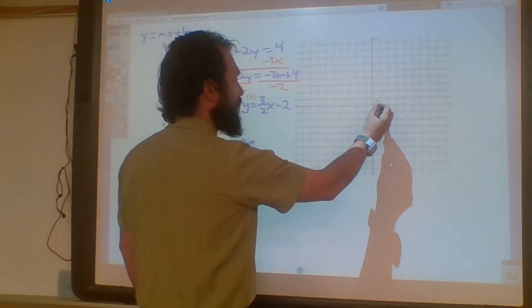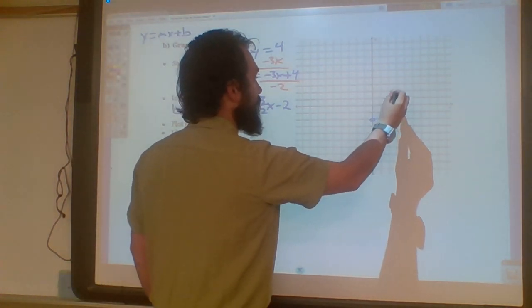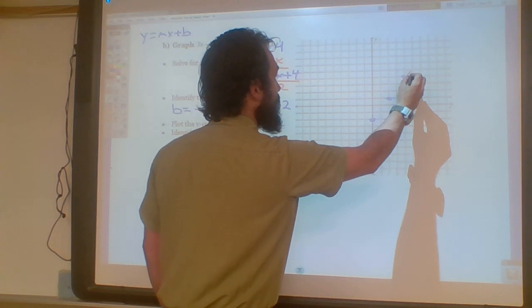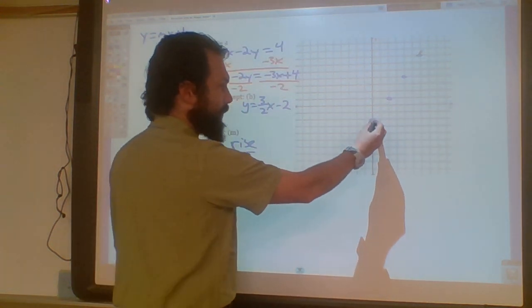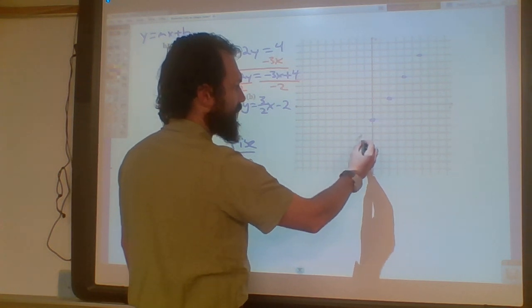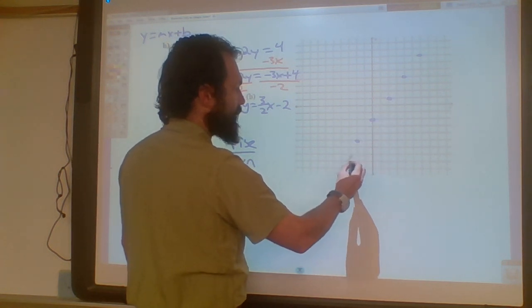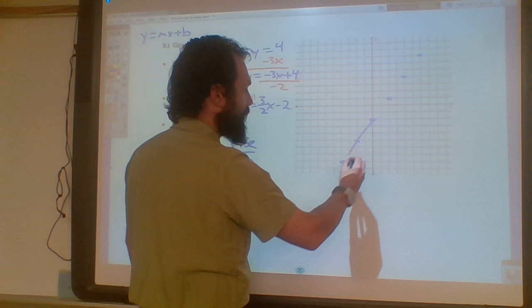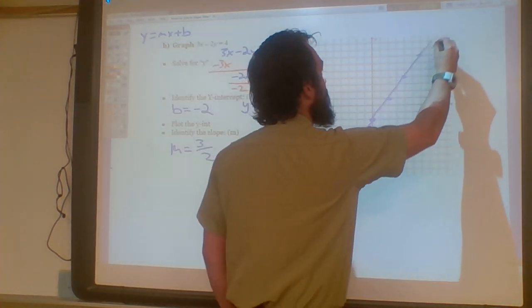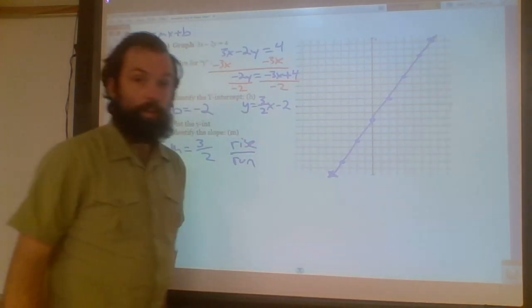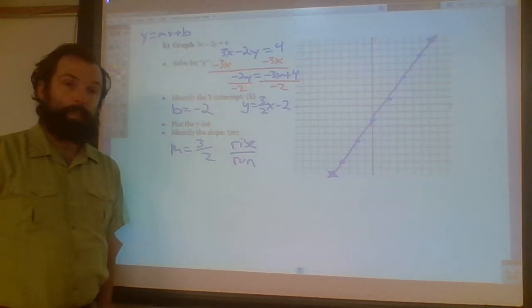I'm going to go up 3 over 2, up 3 over 2, up 3 over 2. And I can reverse it. I go down 3, to the left 2, down 3, to the left 2. And connect the points to complete my graph.